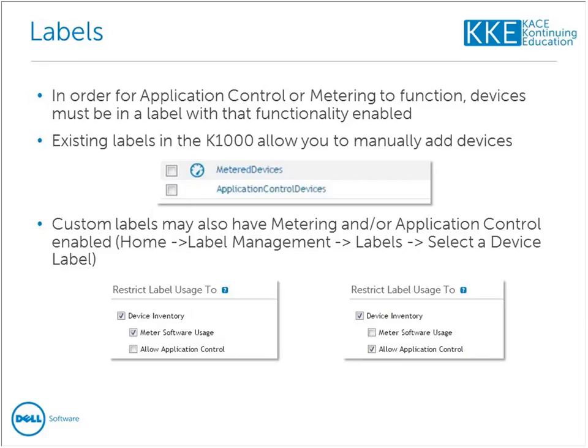So a device must be in a label that has this enabled already. We come with 2 built into the appliance, but you can create others yourself. If the device is not in a label that has this on, it's not going to work. And what we recommend is that you get your devices into these labels first, before we go any further into turning on metering or application control or anything like that. Let's get machines into a label that has that already enabled.